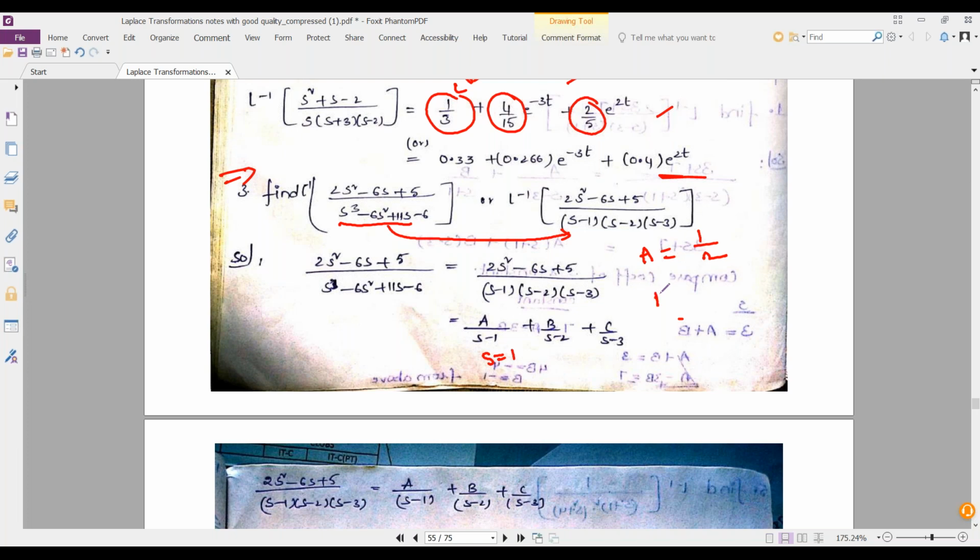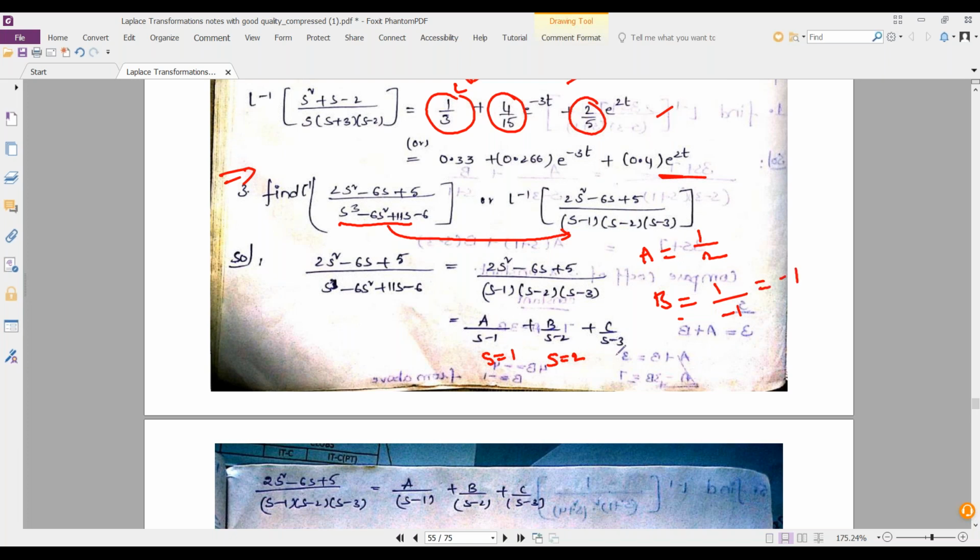Similarly, for B, s minus 2 equals 0, so s is equal to 2. The same, except this one. So 2 times s square is 8, 8 minus 12 is minus 4. Sorry, minus 4 plus 5 is 1, by denominator 2 minus 1 is 1, 2 minus 3 is minus 1. So B will be minus 1.